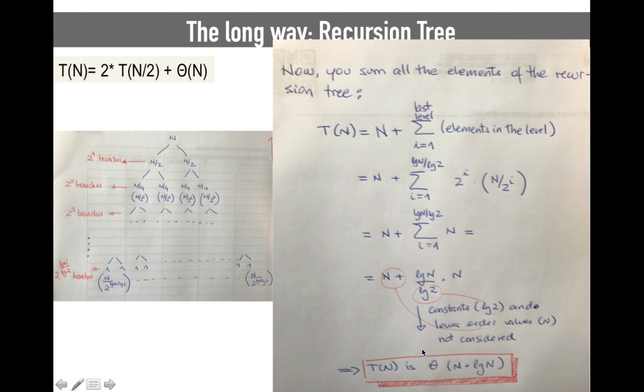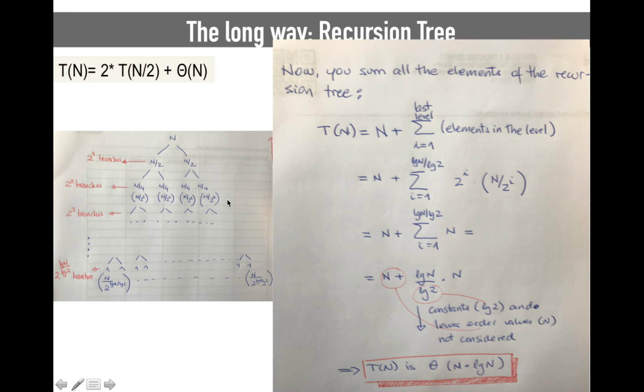So after we know that, what we have to do now is to find out what the sum of all elements is. So T(n) is n plus all this. So from the first to the last level, from this level to the last one, I have to sum up all the elements in the level. So in the first level, there are 2 elements. So 2 to the 1. And each element is n divided by 2. So when i is 1, you have 2 multiplied by n divided by 2.